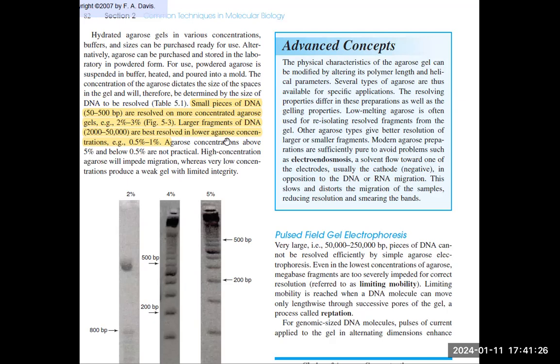How about if the concentration is too high? A very high concentration means that even the small pieces of DNA can no longer move. They are impeded, they can no longer migrate in a very high concentration of agarose. So again, what are the best concentrations? We have 0.5 to 1 and 2 to 3. So that's it.